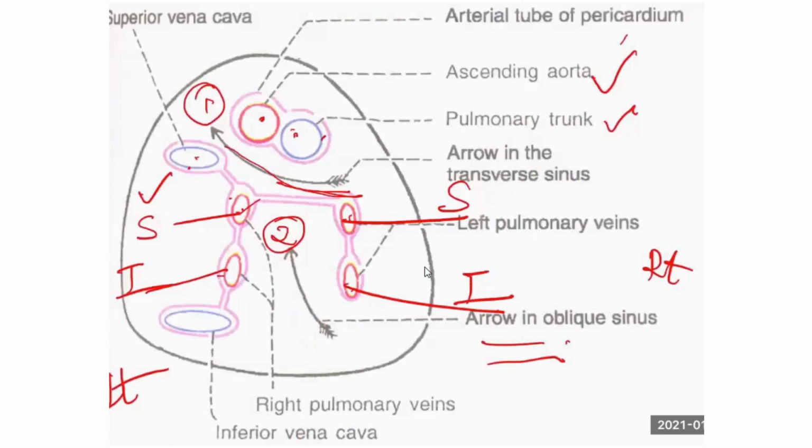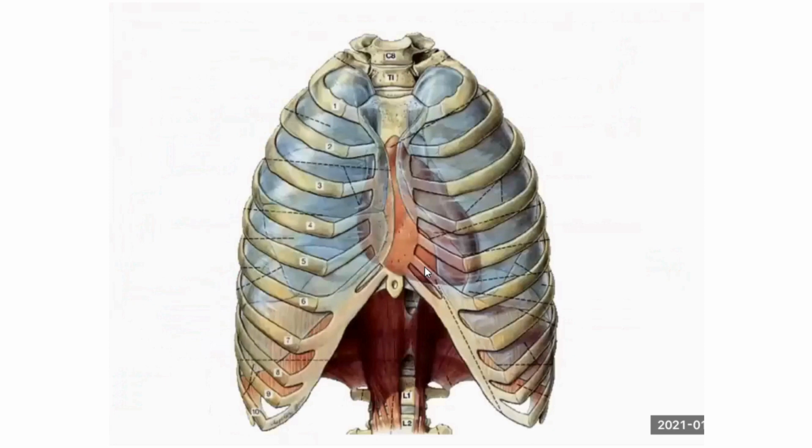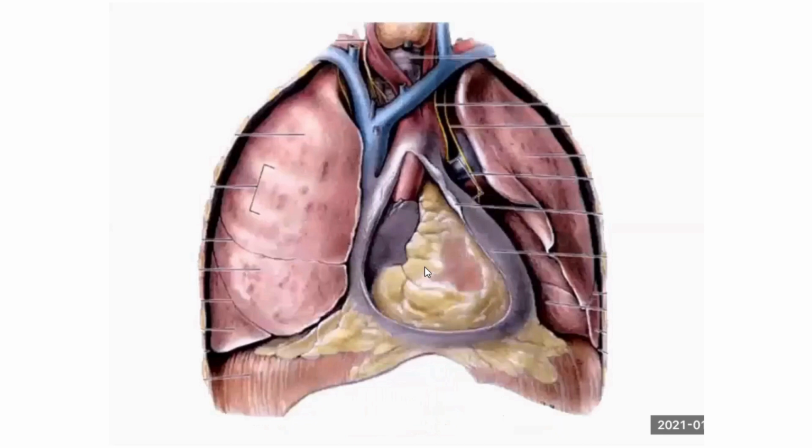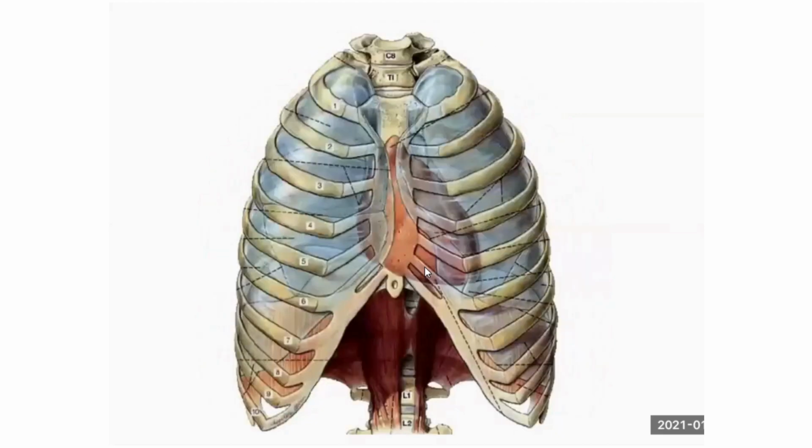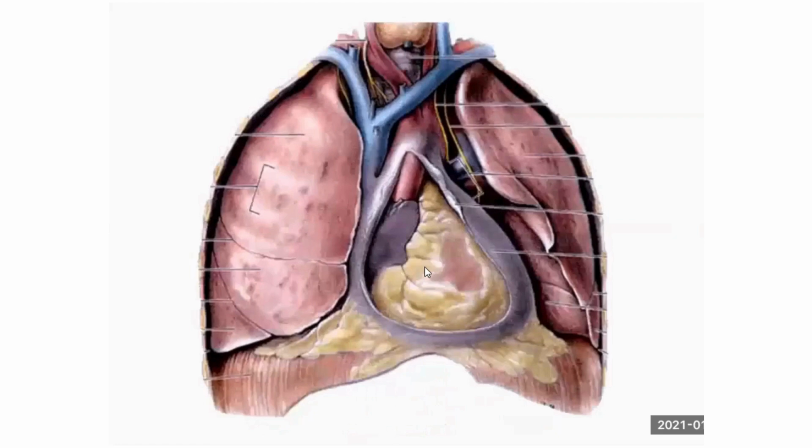Heart is situated on which mediastinum? Middle mediastinum. Heart is situated on middle mediastinum. Can you able to see this? It is between the two lungs, encircled by pericardium. Now we'll proceed with the external features.